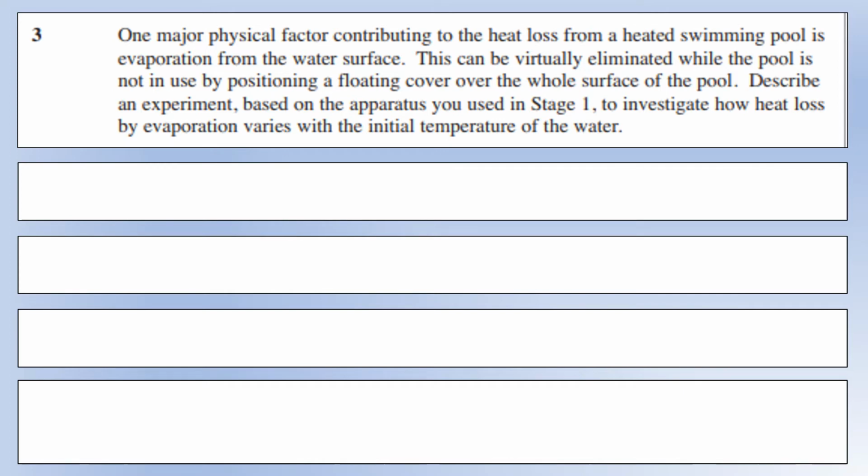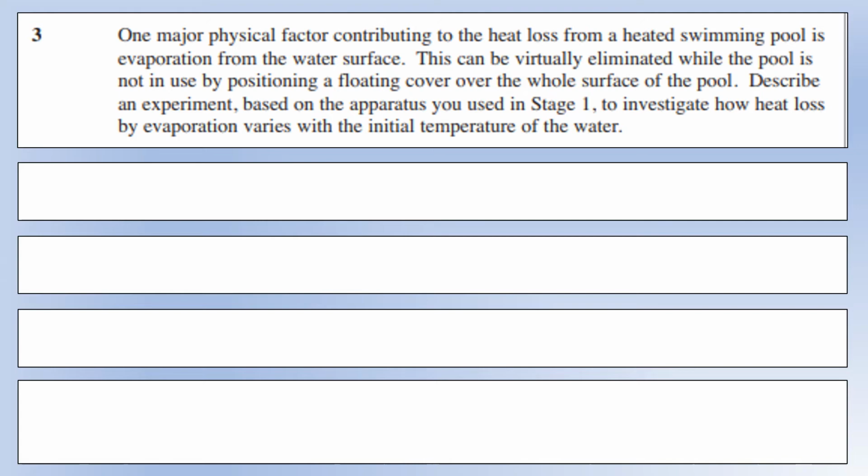Okay, so one major physical factor contributing to heat loss from a heated swimming pool is evaporation from the water surface. This can be virtually eliminated while the pool is not in use by positioning a floating cover over the whole pool surface. Describe an experiment based on the apparatus used in stage 1 to investigate how heat loss by evaporation varies with the initial temperature of the water.